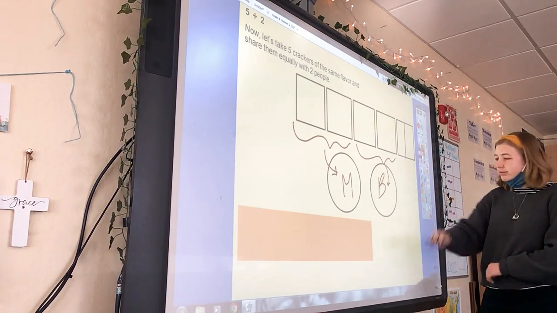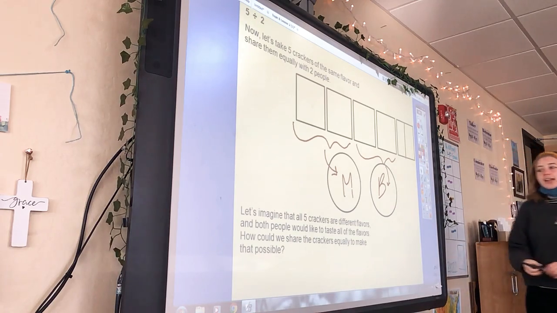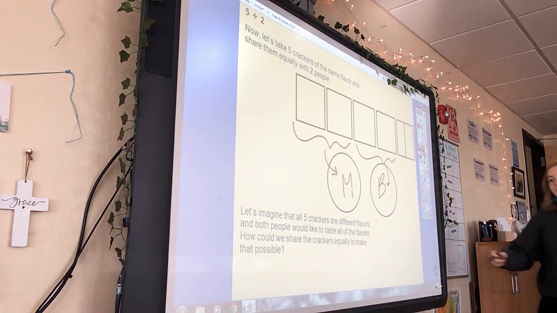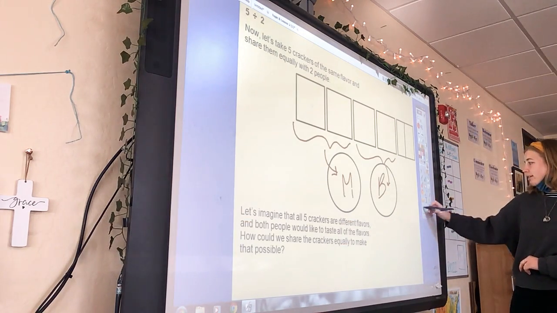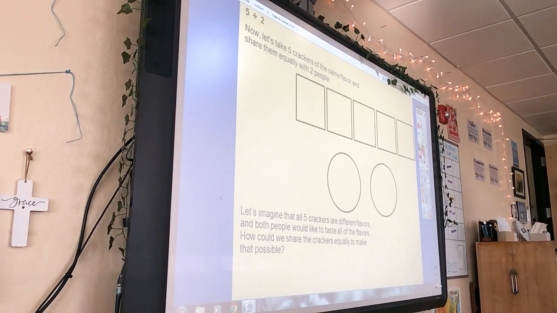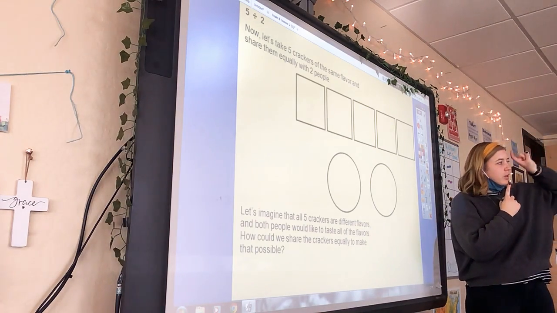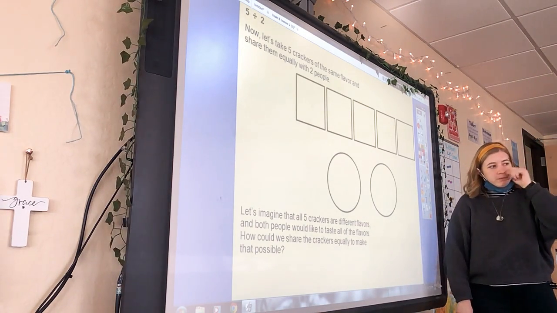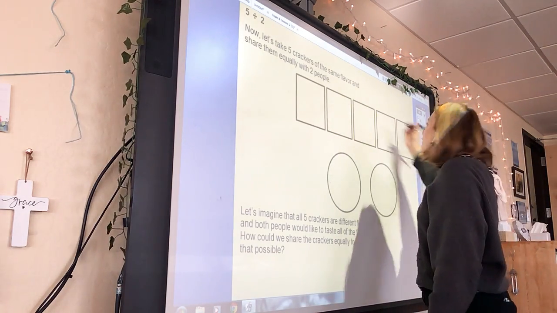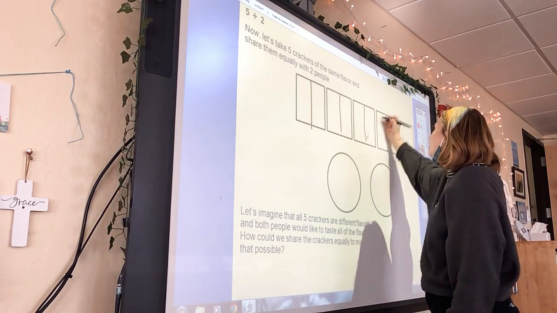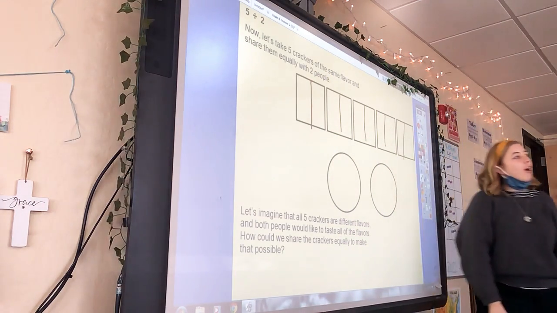Okay, now let's imagine that all 5 crackers are different flavors and both people would like to taste all of the flavors. Okay, so now we're getting more complicated. How could we share the crackers equally to make that possible? Take 5 seconds, go. All right, 5, 4, 3, 2, 1. Drew, what do we do? You have to split every cracker in half, and then you have to pass them out. Correct. You split all of them in half so that Mika and Brooks can try all the flavors.